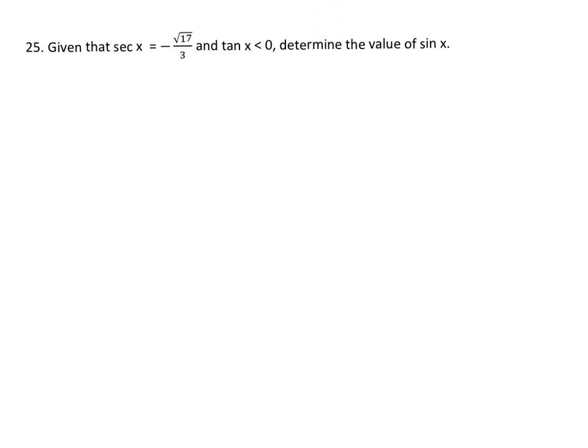Okay, and finally number 25. So now let's take a look at what they give us. They give us that secant of x is equal to negative radical 17 over 3. And they also tell us that tan of x is less than 0. So basically they're telling us that secant is negative, right? Because there's a negative in front of that fraction right here, right? It's equal to negative radical 17 over 3. And they're also telling us that tan is negative, because if tan is less than 0, it means that tan has to be negative. All right, so let's think about all students take calculus.